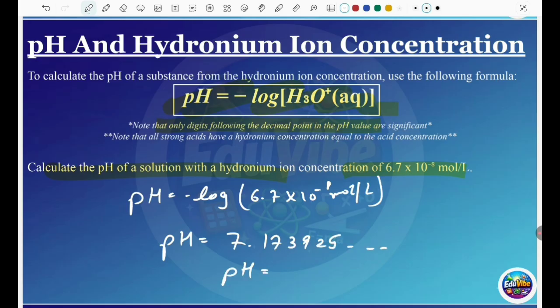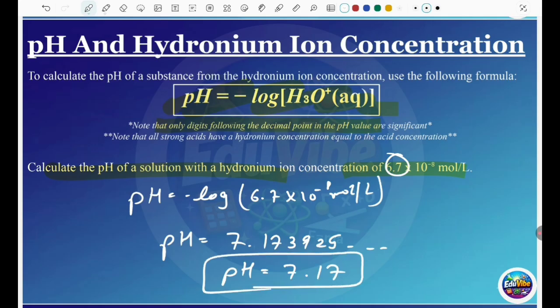So what's your pH? The concentration has 2 significant figures, but the answer looks like this. How is this the answer? Basically, when you find the pH or the pOH, all things stay the same in pH and pOH. After finding that, you get this long answer.